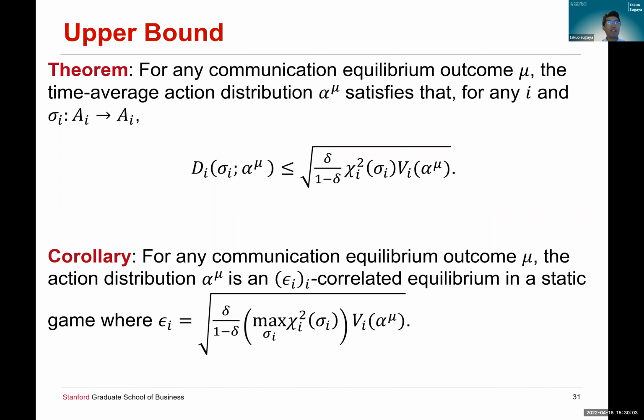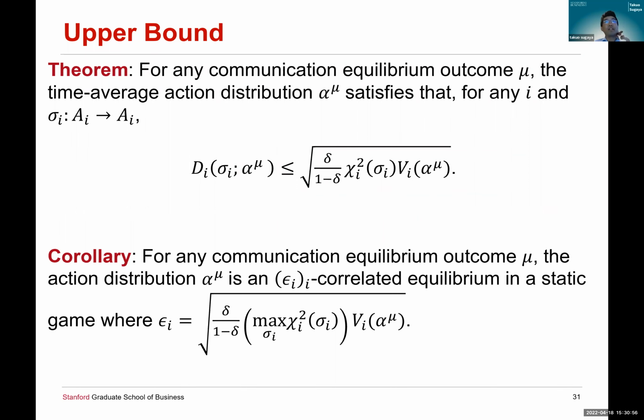Another version, depending on which one you like, is that for any communication equilibrium outcome mu, this action distribution alpha mu is an epsilon correlated equilibrium in a static game, where epsilon for a particular player i corresponds to the right hand side of this inequality. And to make sure that this is independent of sigma i, we take a max, and that's a corollary. So it's sort of like we take an occupation measure, put that into the stage game, static game context, and check whether that is an epsilon correlated equilibrium or not. If yes, then that at least doesn't violate our upper bound. If it's not, then it will be outside of the upper bound.